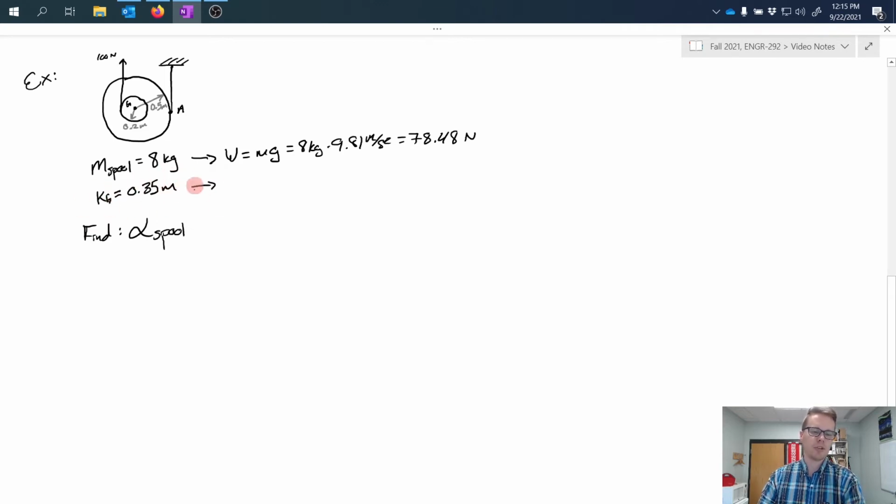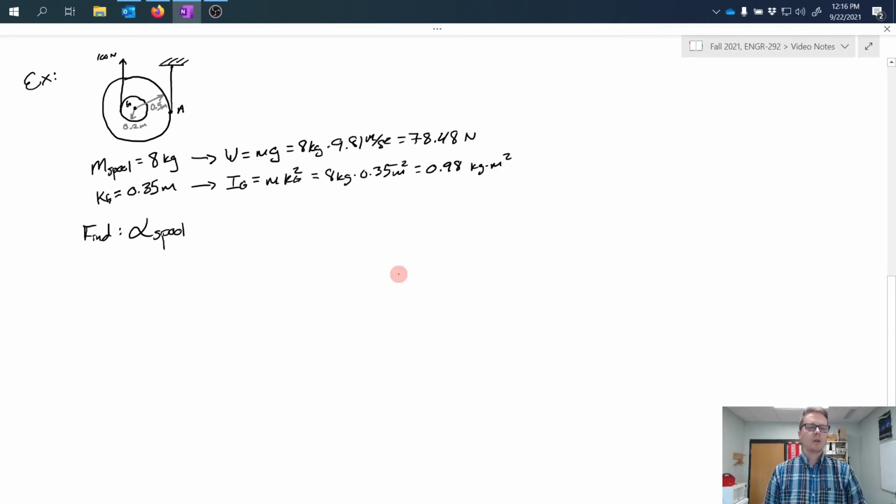The radius of gyration is 0.35 meters, and we can make use of that to calculate the moment of inertia about the center of gravity, G, using the equation I_G = m k², with k in meters squared times the mass in kg. As a result, we get 0.98 kilogram meter squared for our moment of inertia.